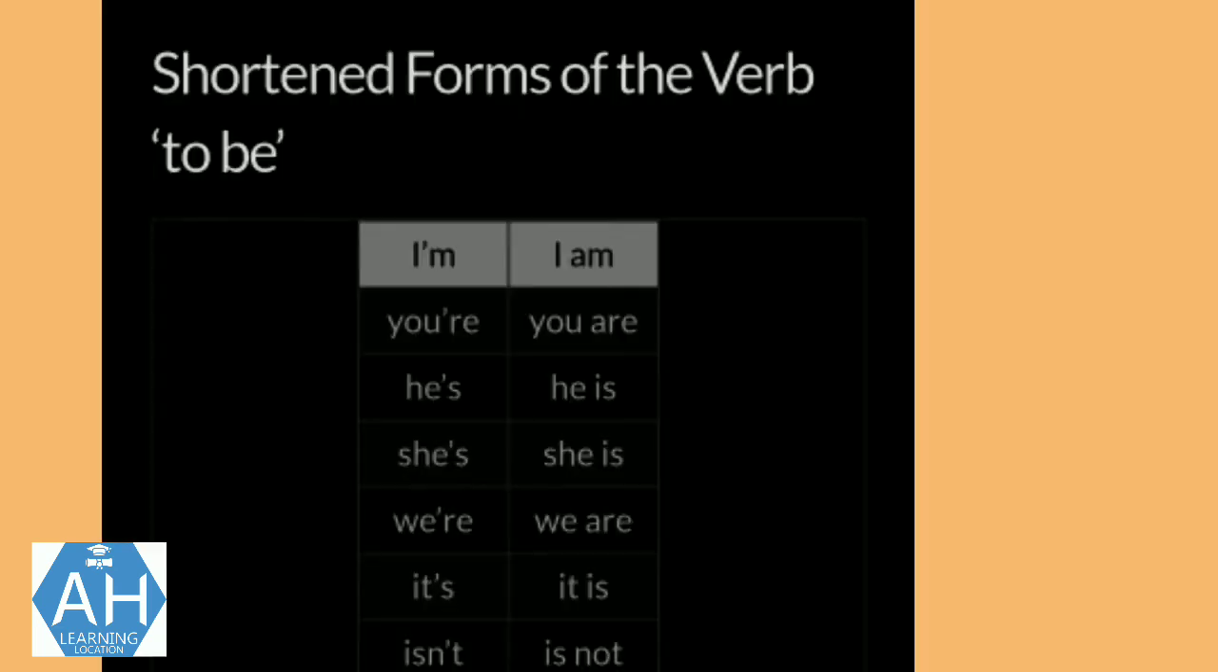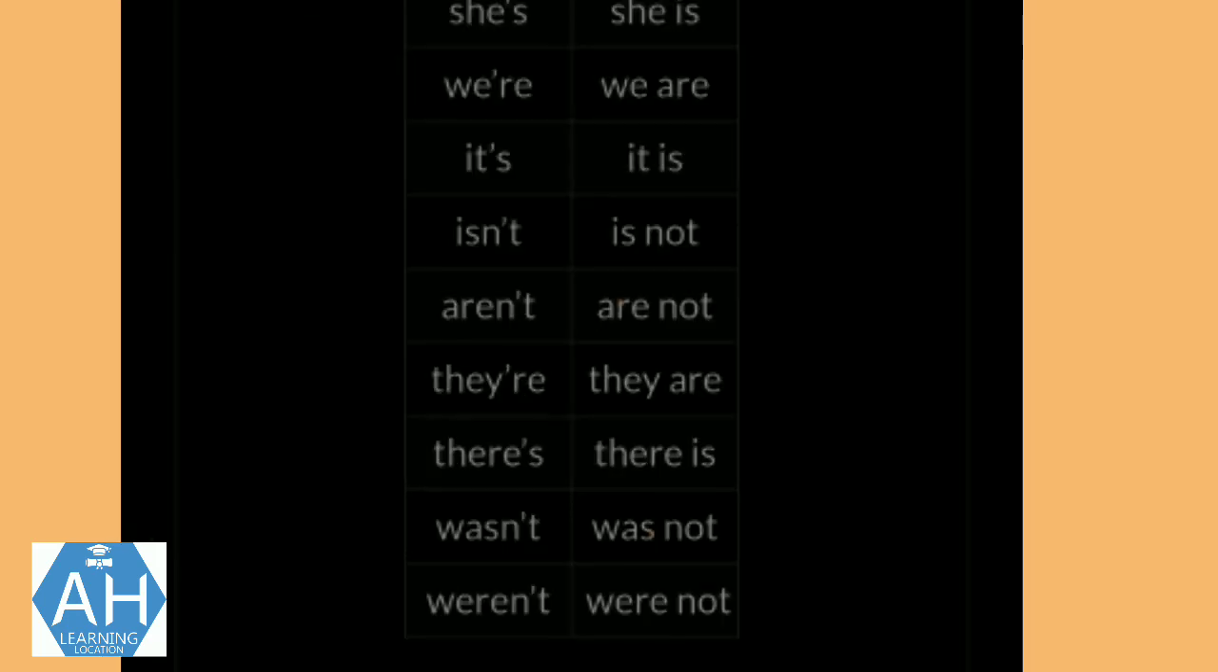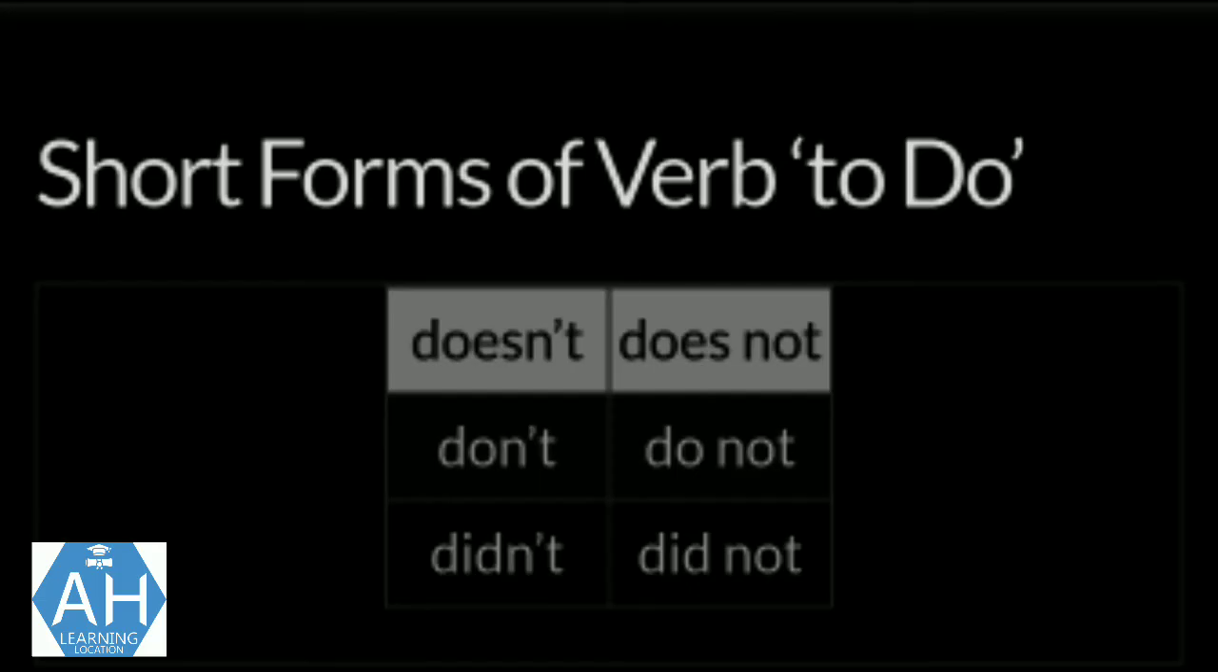The short form of the verb to be: I am, you are, he is, she is, we are, it is, its, is not, isn't. Are not, aren't, they are, there is, was not, wasn't, were not, weren't. The short form of the verb to do: does not, doesn't, do not, don't, did not, didn't.